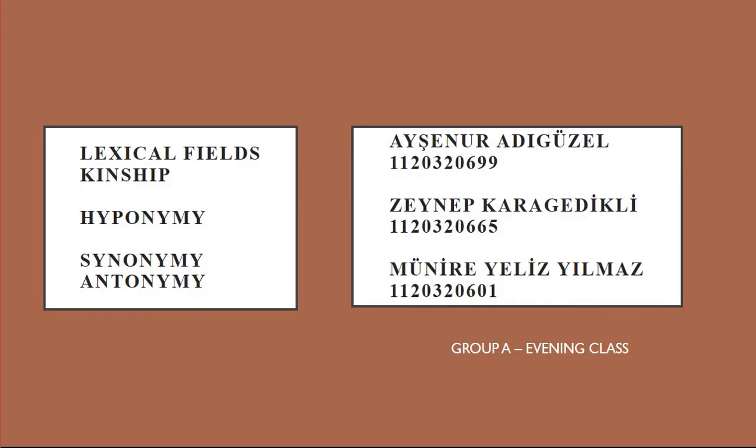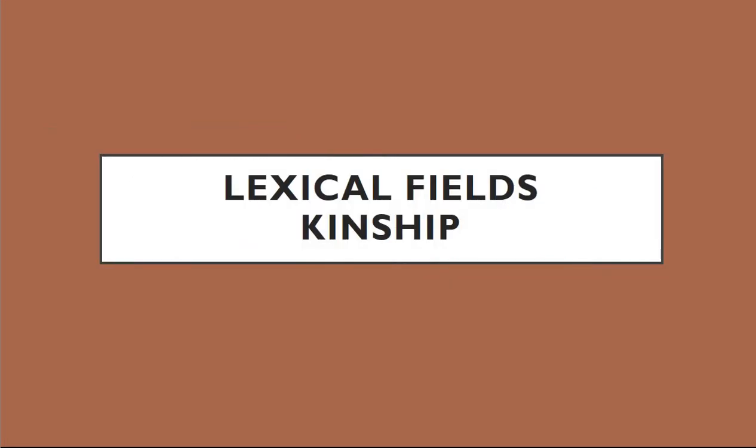So today's topic is lexical relations, part 1. And today we have 5 different subtitles which we will analyze one by one. The first one is lexical fields, and then kinship, then hyponym, synonym, and antonym, prepared by Ayşenur, Zeynep, and Münire from evening group A. So let's go on with lexical fields and kinship. So the first part is lexical fields and kinship.